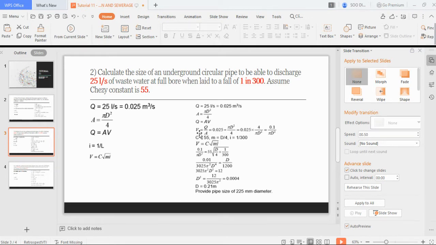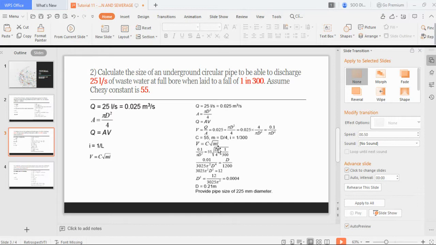With all this information, using Q equals to AV, you'll be able to find out that your velocity is equal to 0.1 over pi d square. You know your Q is equal to 0.25, but you don't know the velocity and the area. So you have to substitute the unknown variables into your formula first. So you know your V is equal to 0.1 over pi d square.